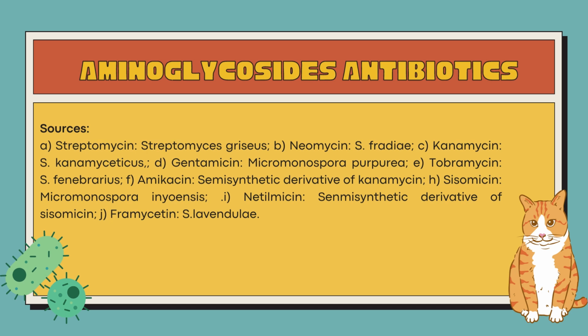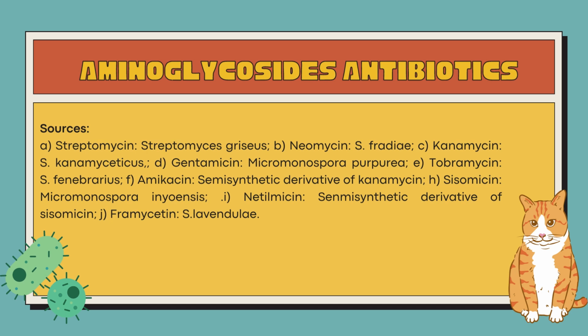In our next slide, we have the sources of aminoglycoside antibiotics. For streptomycin, we have Streptomyces griseus, and for neomycin, we have Streptomyces fradiae, and for kanamycin, we have Streptomyces kanamyceticus, and for gentamicin, we have Micromonospora purpurea, and for tobramycin, we have S.